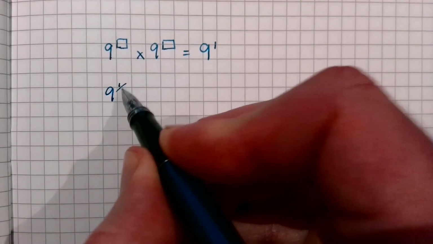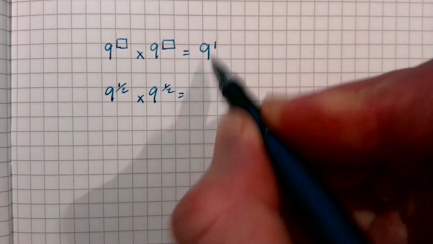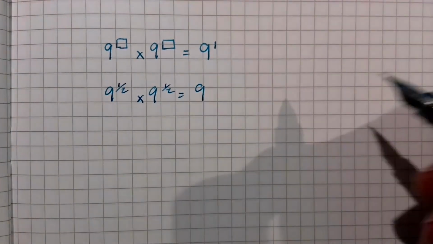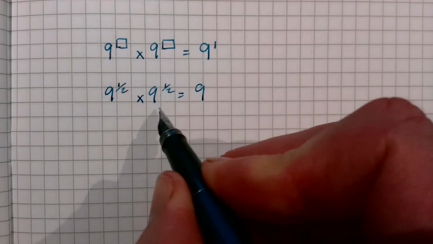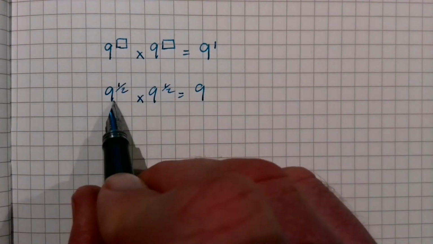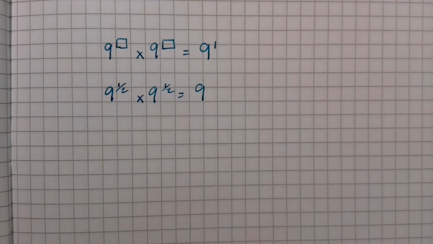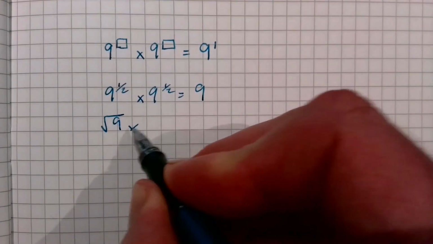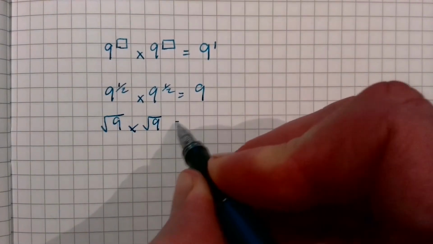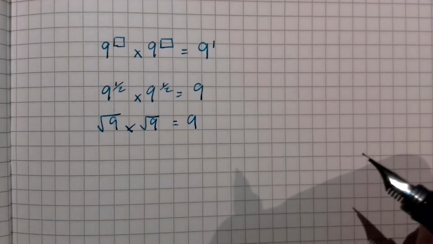So 9 to the power a half times 9 to the power a half equals 9 to the power 1, or just 9 as we would normally call it. So this 9 to the power a half must be the number which, when you times it by itself, you get 9. Well, we normally call that the square root of 9. The square root of 9 times the square root of 9 is 9, isn't it? Which would obviously be 3 in this case.